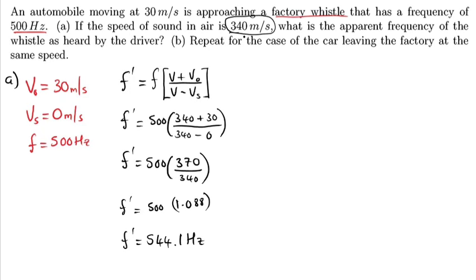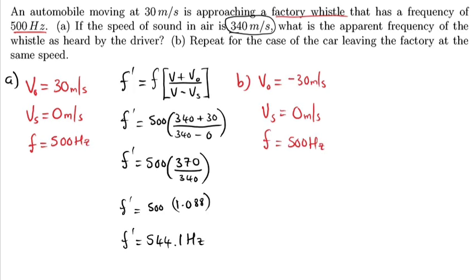This is part A. Part B says, repeat for the case of the car leaving the factory. So the only thing that would differ in this case for part B is that the velocity of the observer is now negative because now it's moving away. So the factory also still has the same 0. That's the speed of the source. Then the frequency is still the same as well, 500 hertz.